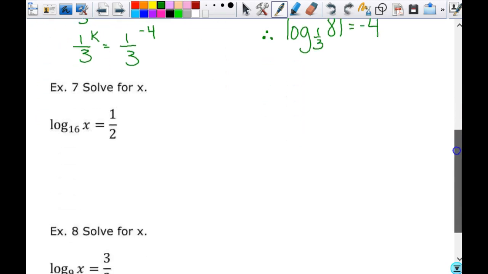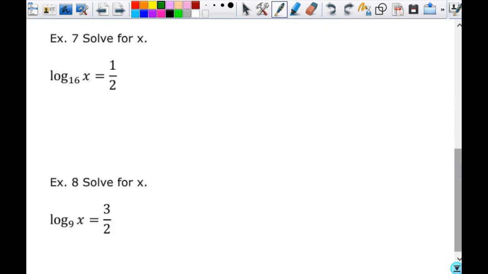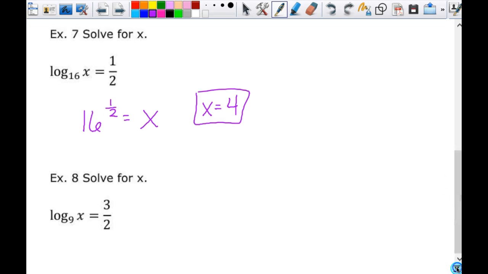Awesome. All right, so let's look at this one. If I'm going to rewrite this one, this is going to give me 16 to the 1/2 power equals x. Is this super easy? What's 16 to the 1/2 power? 4. So x equals 4. And there's no therefore. I mean, it's just x equals 4. I was told to solve for x. I solved for x. Easy enough? All right, so you do the next one.